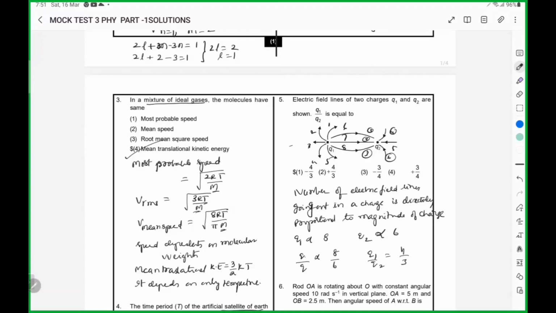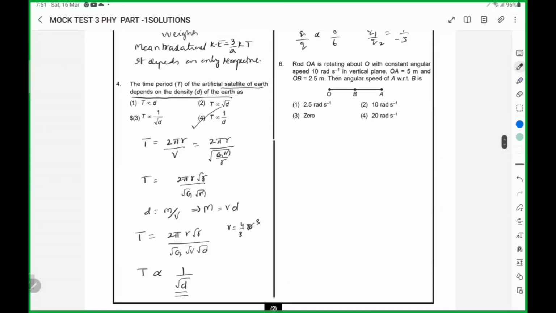Here when it is a positive charge, field lines go away from it, and for a negative charge, field lines are towards it. So Q1 by Q2 is minus 4 by 3.